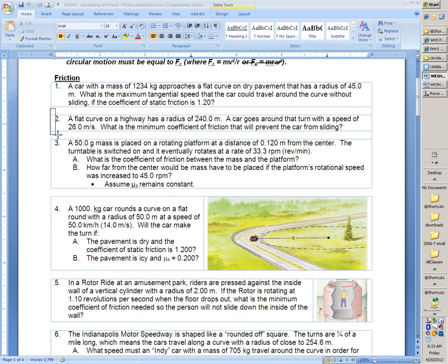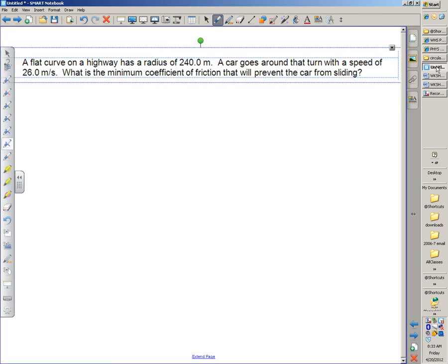I'll set up problem number 2 and let you run through it. I know, it's generous of me, isn't it? Number 2 says, a flat curve on a highway has a radius of 240 meters. A car goes around that turn with a speed of 26. What is the minimum coefficient of friction that will prevent the car from sliding?